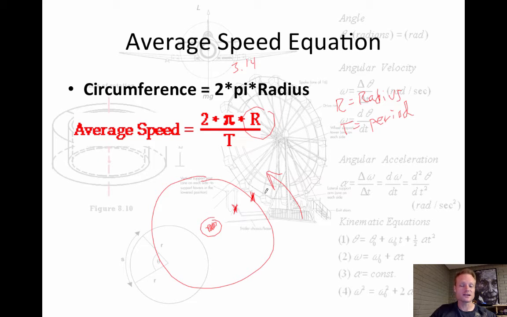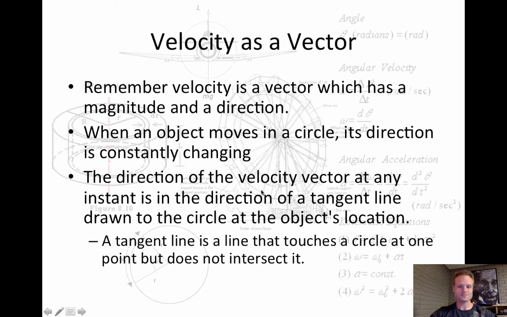As r gets bigger, your speed gets bigger. There's a direct relationship between the distance you are from the center of a circle and the amount of speed you have. So if there's a threefold increase in the radius, so let's say the radius is 3 times bigger, then the speed is going to increase by 3 times. Keep that in mind as you're thinking about problems.